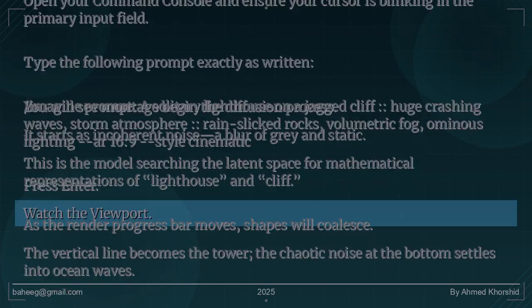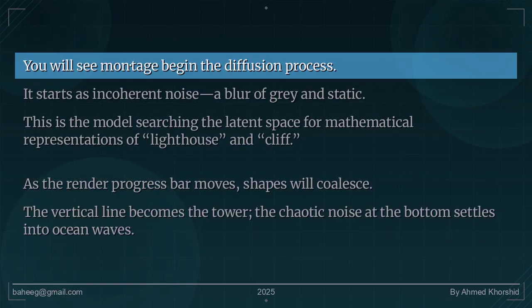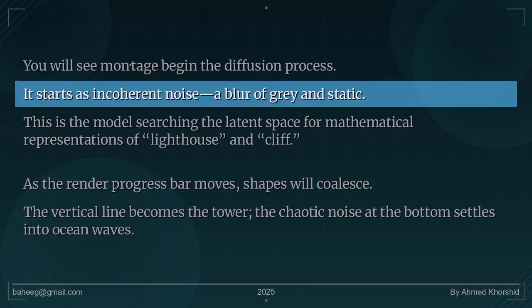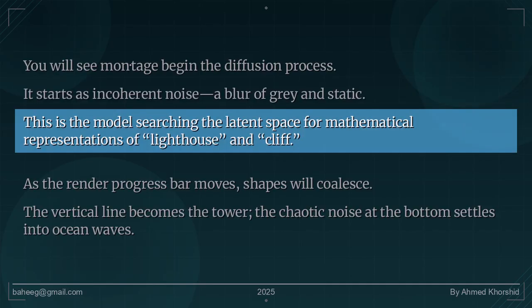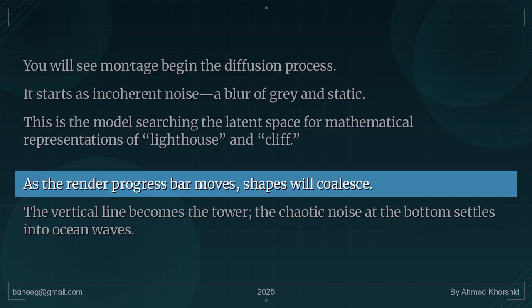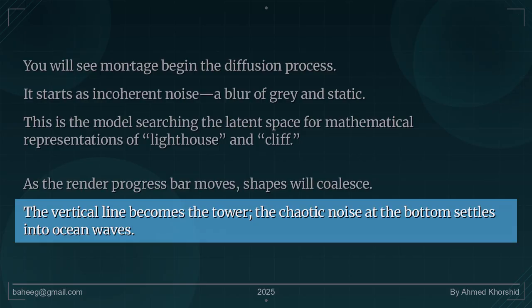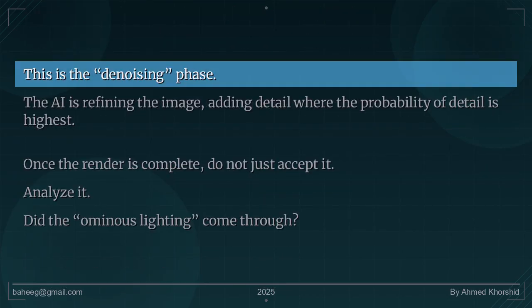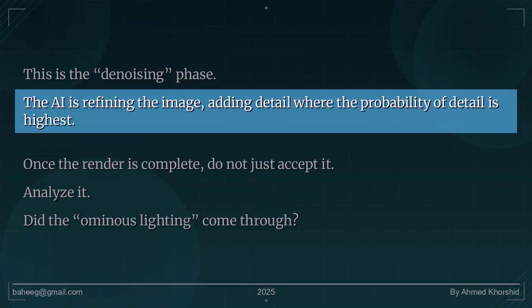Watch the viewport. You will see Montime's Tage begin the diffusion process. It starts as incoherent noise, a blur of gray and static. This is the model searching the latent space for mathematical representations of lighthouse and cliff. As the render progress bar moves, shapes will coalesce. The vertical line becomes the tower, the chaotic noise at the bottom settles into ocean waves. This is the denoising phase. The AI is refining the image, adding detail where the probability of detail is highest.